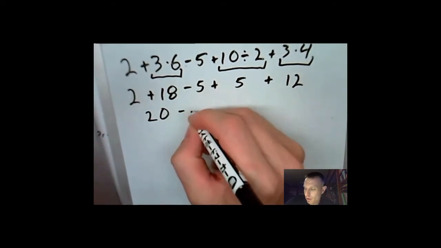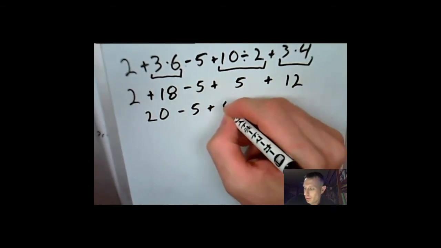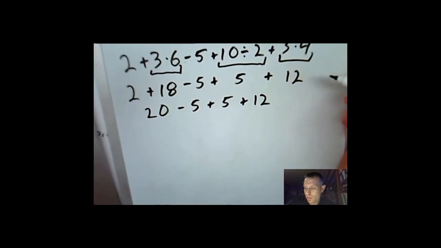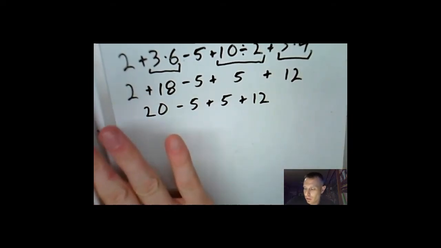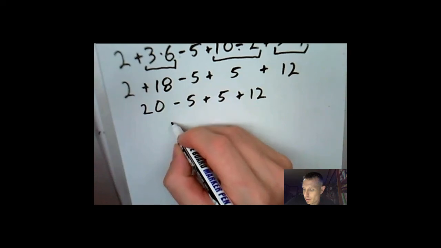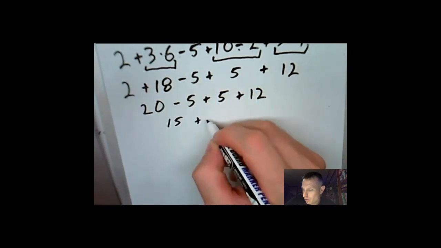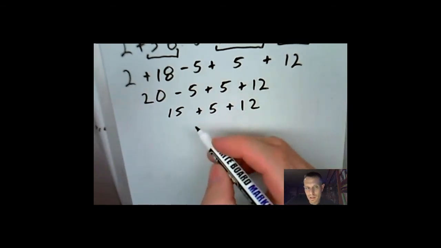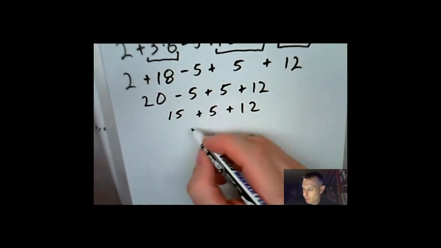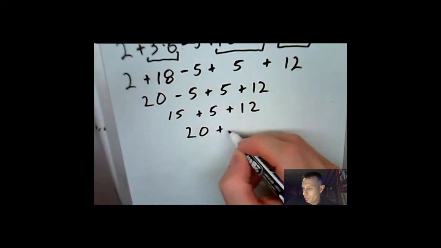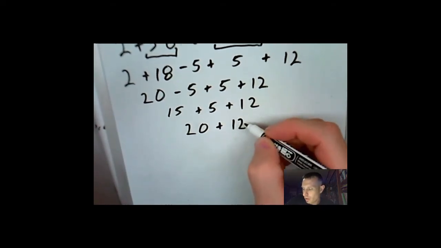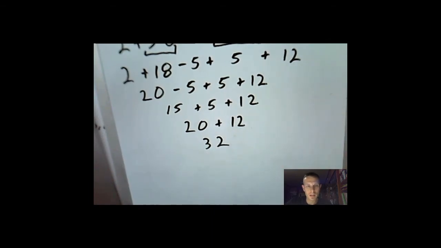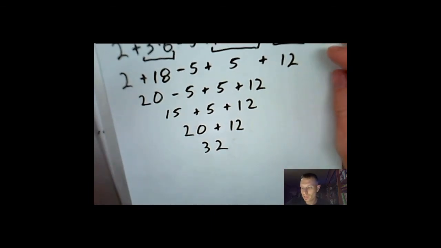And I'm just going to go ahead and rewrite all this. Again, you might not have to do all that, but let's just make sure we're doing all the left to right. 20 minus 5 is 15. I'll bring the rest down. 15 plus 5 is 20, plus 12, bring that down, and then we have 32.